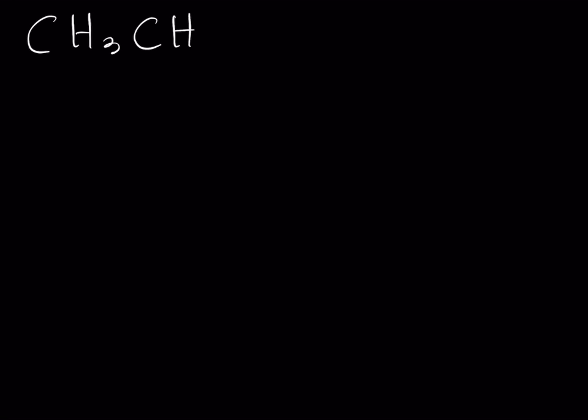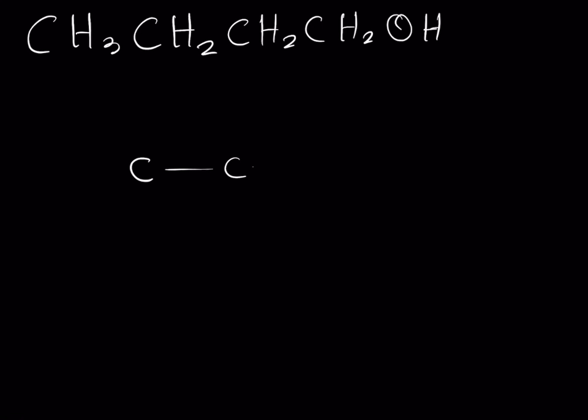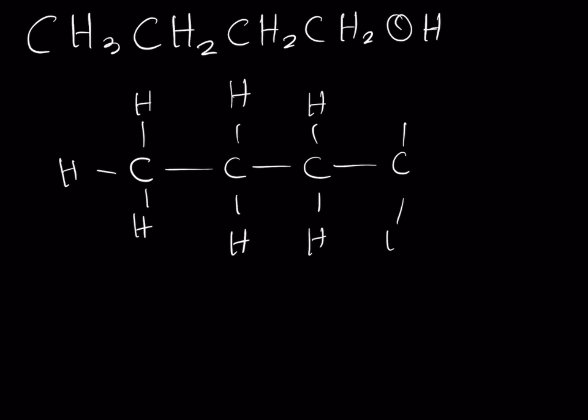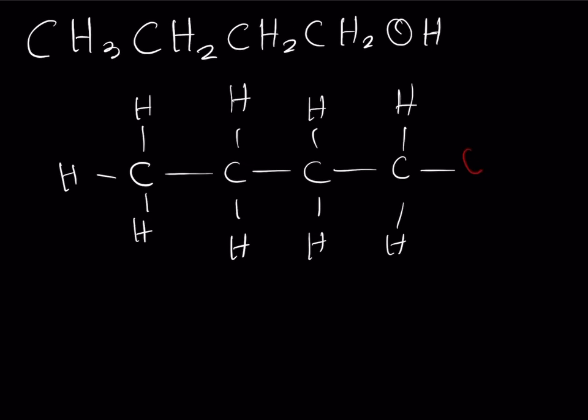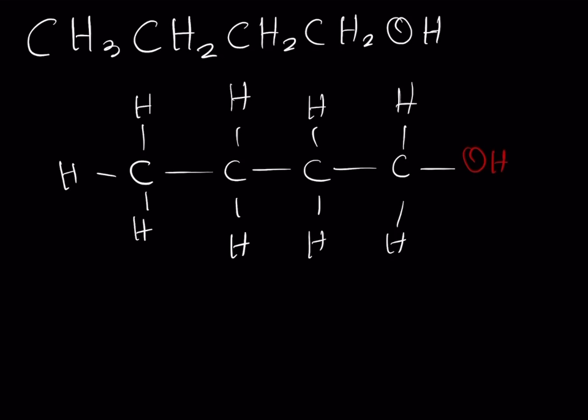Next example, we have a CH3CH2, then we have 2 more CH2s and an OH. So for this one, we have 4 carbons again, and we have hydrogens on all of them, except that on the last one there is an OH. So to write the bond line structure, it would be looking like this, and then at the end you have an OH attached to the last carbon.